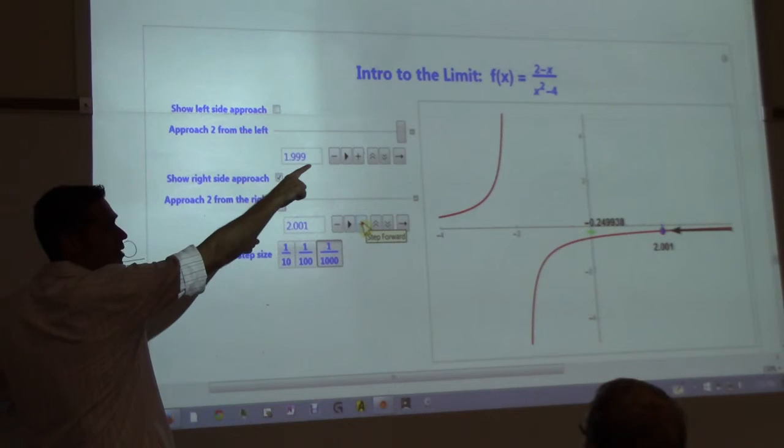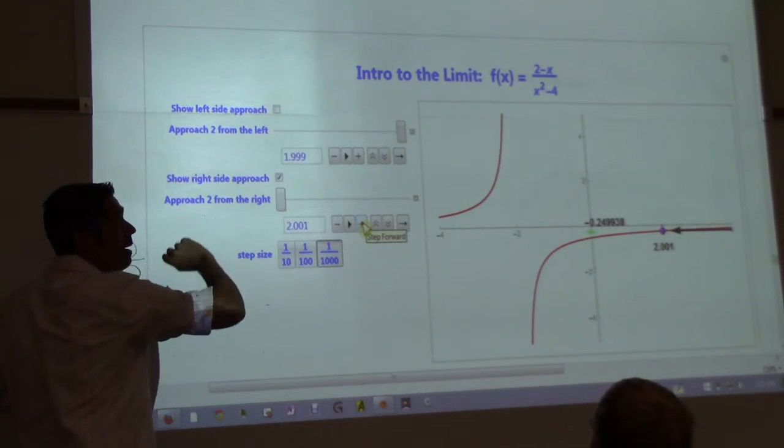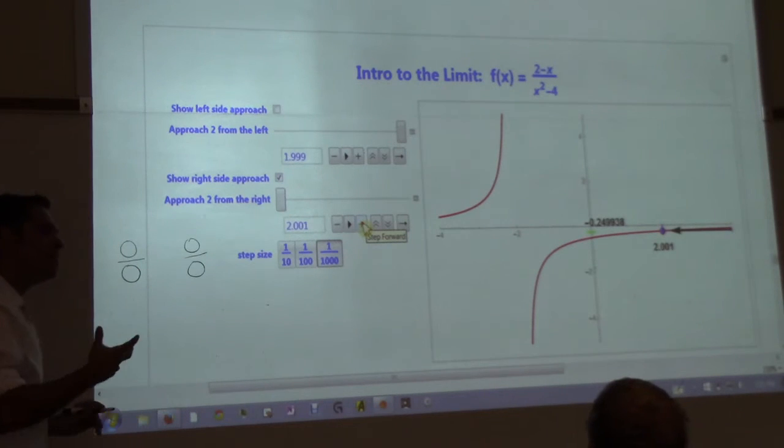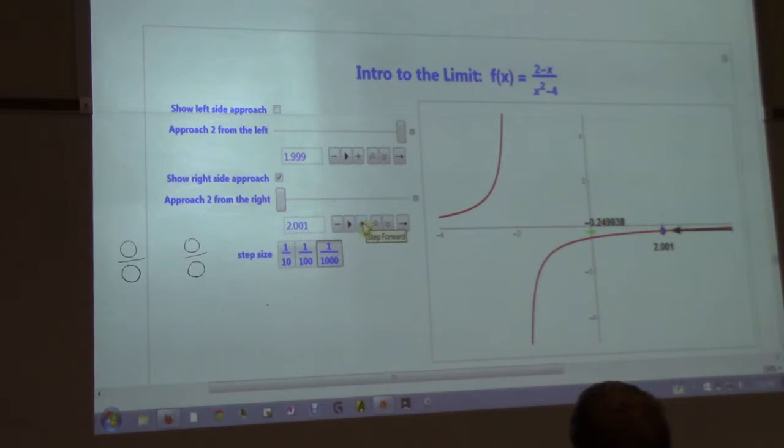Look, if I try and plug 2 into this function, what do I get on top? 0. What do I get on bottom? 0. 0 over 0. But it makes sense that I get an idea of what's happening near 2, right? Near 2, that ratio is getting really close to negative 0.25. So there's some meaning there.